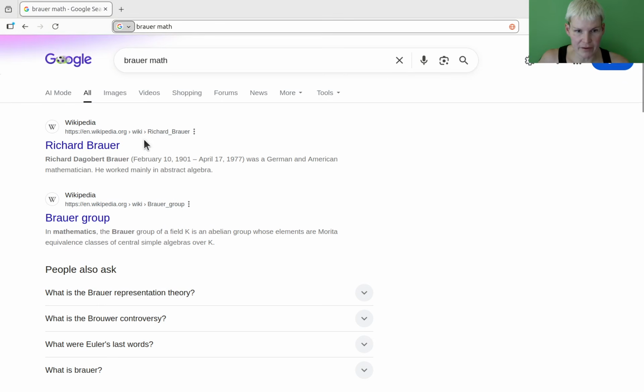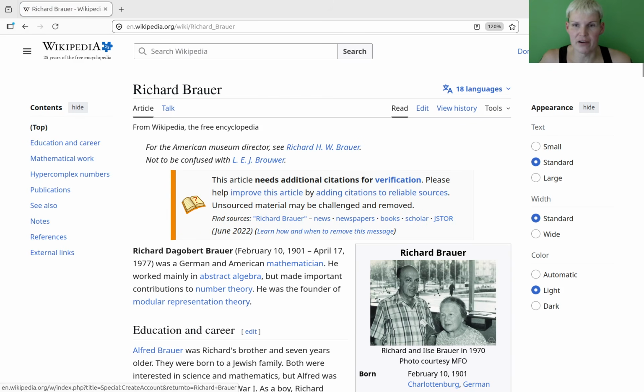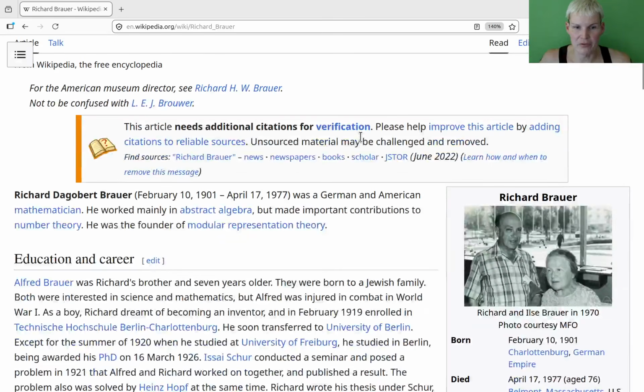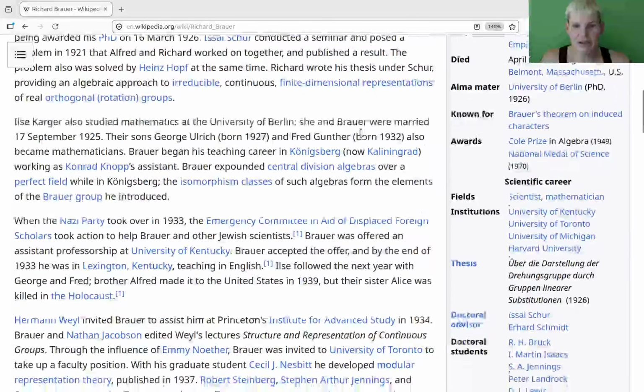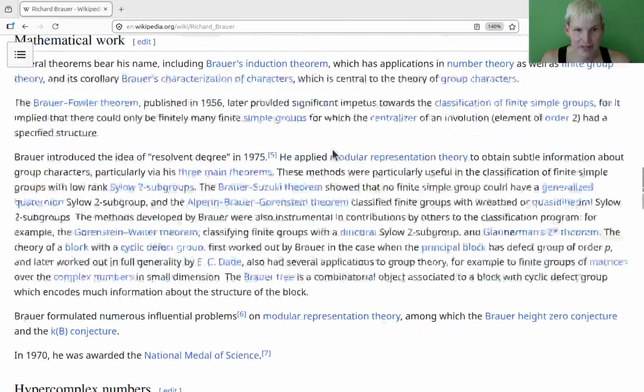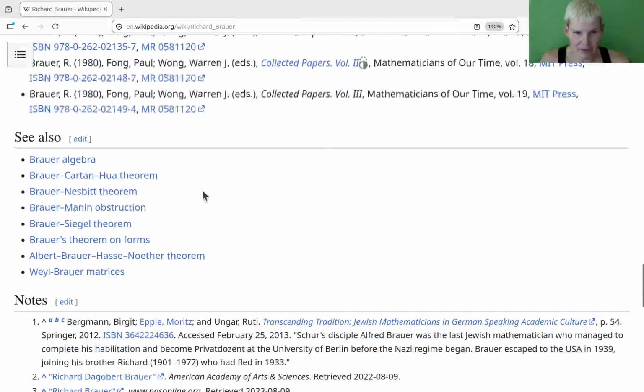Richard Brauer, very famous mathematician, essentially a pioneer of modern, or not modern, modular group representation theory, and has done a lot. Look at those many doctoral students. Was very, very, very active. Publications, Brauer algebra. There you go.